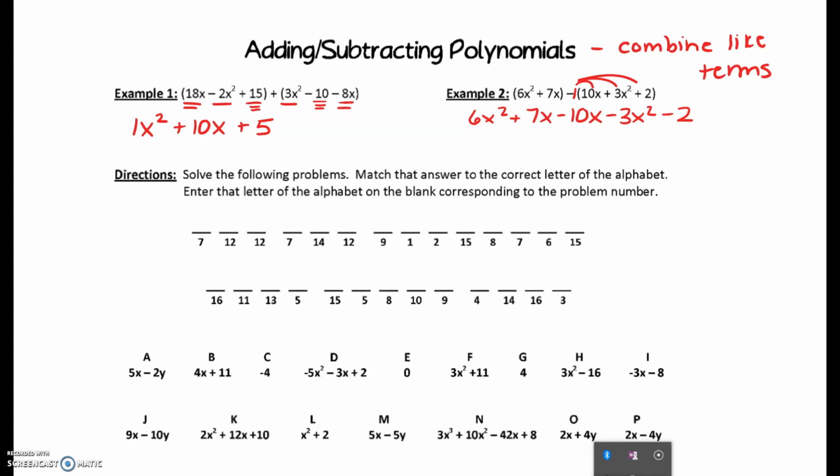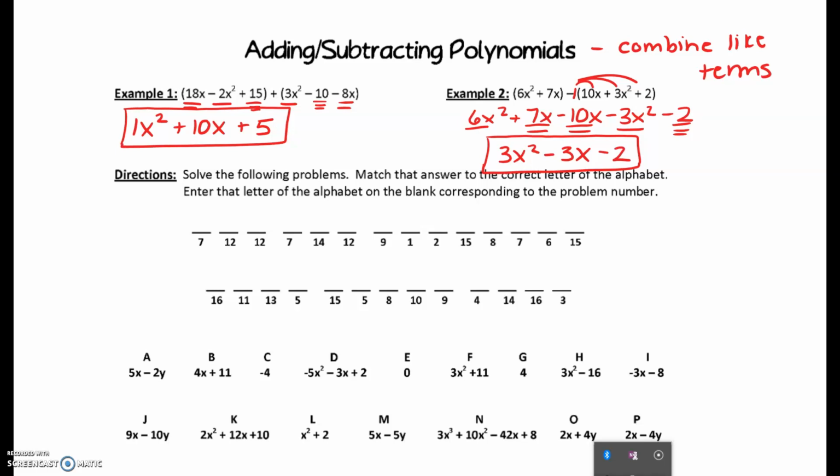So we're going to look for that highest exponent. So I have a 6x squared minus a 3x squared, which will give us 3x squared. I have a 7x and a negative 10x, which would give us a negative 3x. And then I have a negative 2, but there's no other constant to combine that with, so we will just bring that down into our final answer. So example 2, we would get 3x squared minus 3x minus 2.